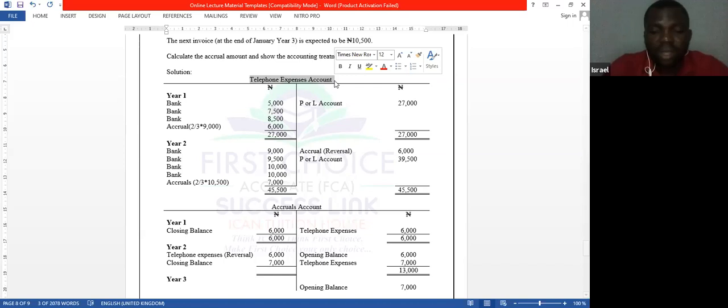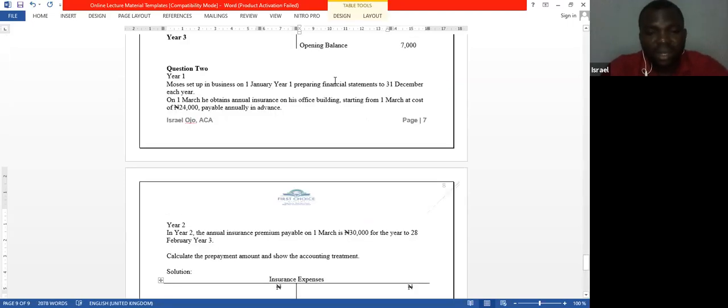Now, if you look at the second question, that one talks about the prepayment, that is, how do we account for the prepayment. The way we account for the prepayment is similar to what we did earlier on the accrual basis. Once the concept is clear to us, once we understand what we expect to post, we are good to go. Now let's look at question two.